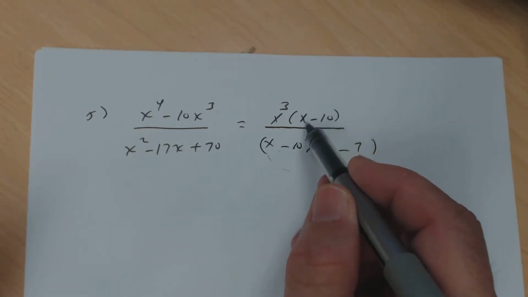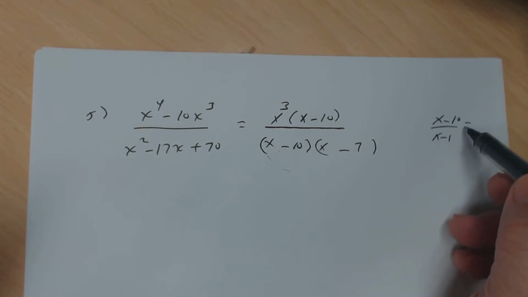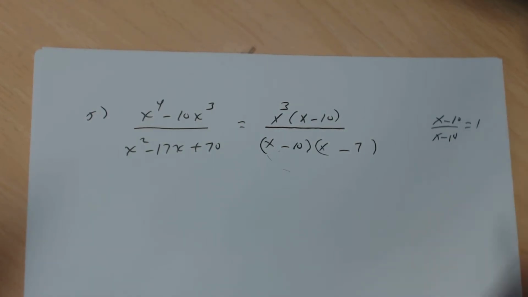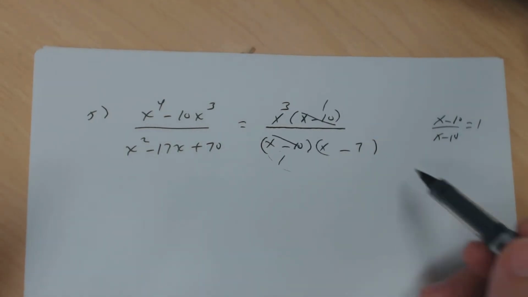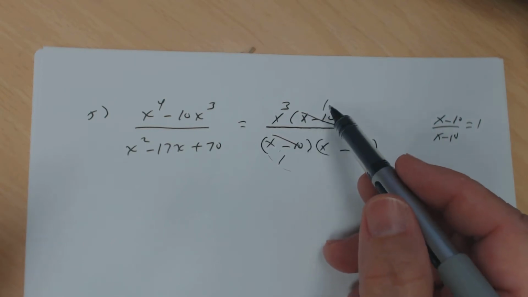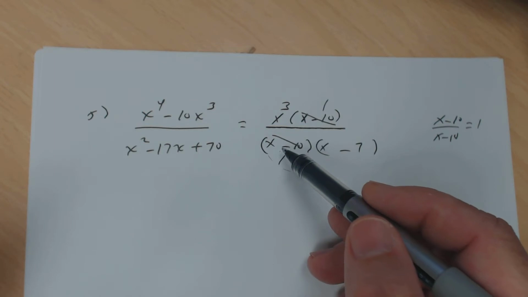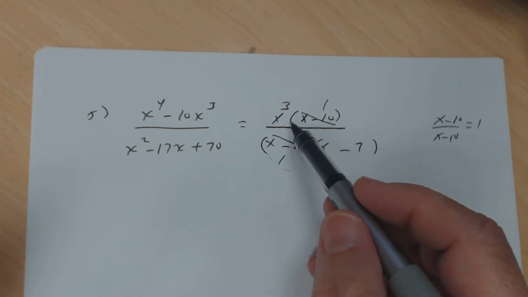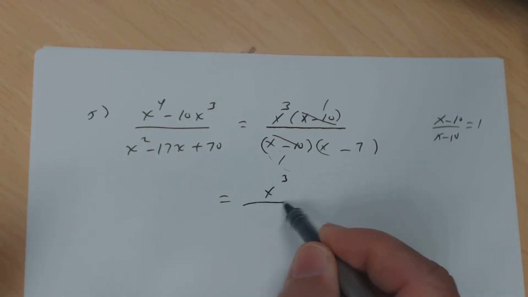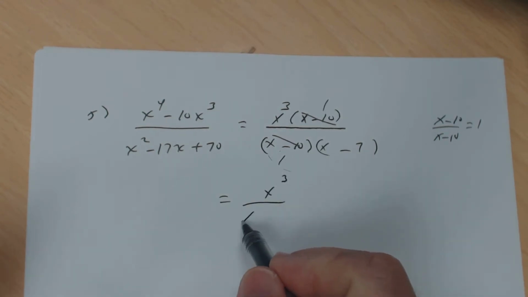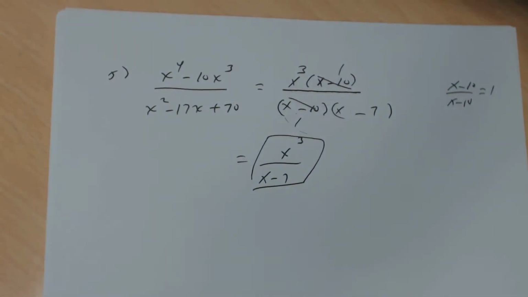The answer is yes. So when I divide these, you remember this, x minus 10 divided by x minus 10 is 1. Anything divided by itself is 1. So basically you're going to say that's a 1, that's a 1. So when you divide them out, x minus 10 divided by x minus 10 is 1. And so finally you have x cubed times 1 is x cubed. 1 times x minus 7 is just x minus 7. And there's your answer. All right, so you get x cubed divided by x minus 7.